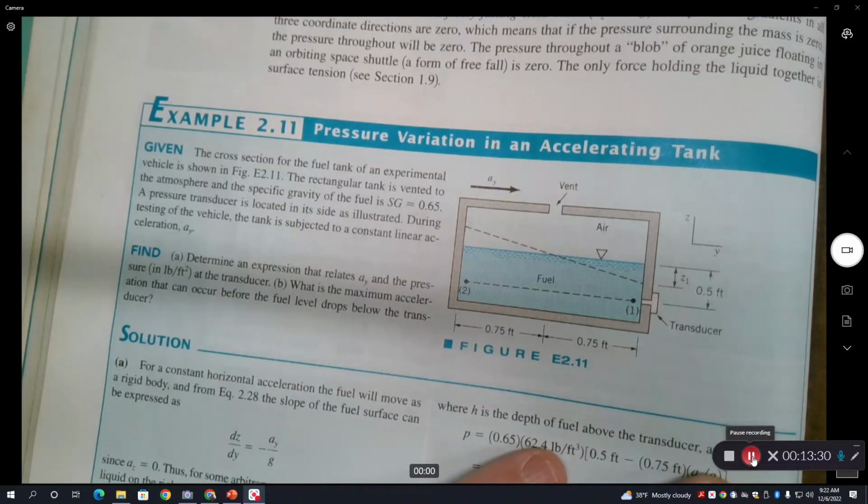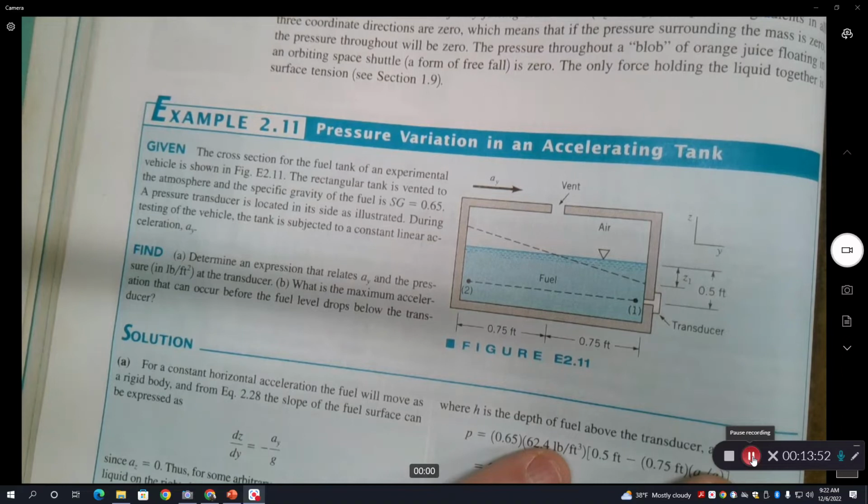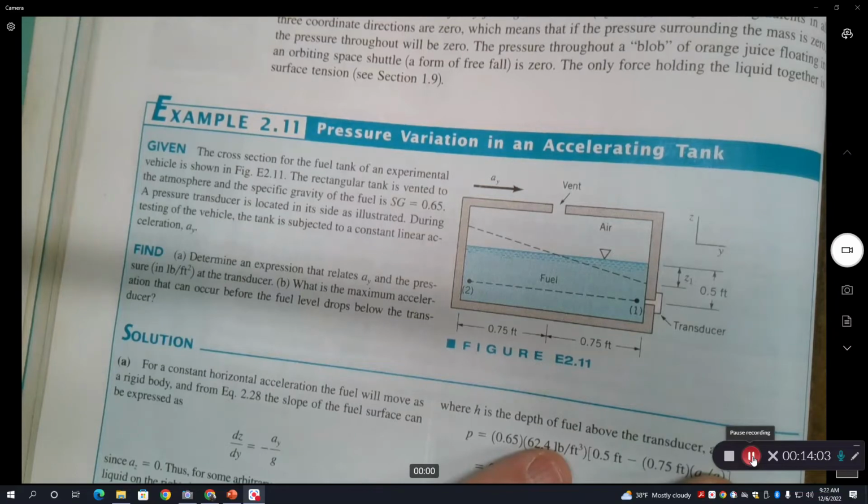During testing, the tank is subjected to a constant linear acceleration. Determine an expression. Okay, I hate expressions, but it's okay. But that's what we're trying to find, an expression that relates acceleration in the Y direction and pressure. And then B, maximum acceleration, so it won't go below, so not below the transducer.